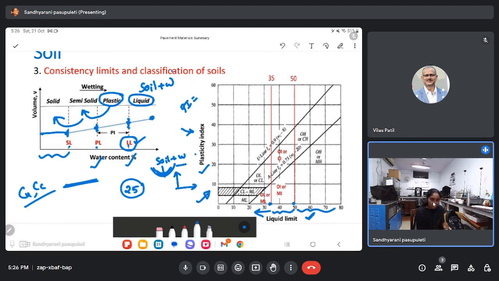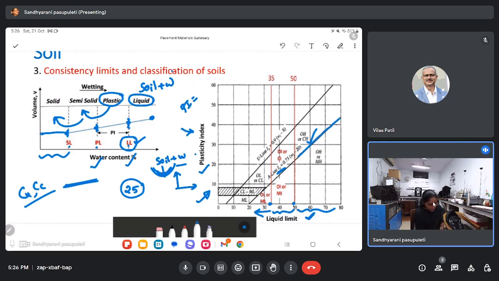Even after determining whether they are low compressible, high compressible or intermediate, we also have to determine whether they are clay or silt or organic samples. To determine that, we need to take the reference of the plasticity index. IP equals 0.73 into liquid limit minus 20. As per the classification, this is the IP line.